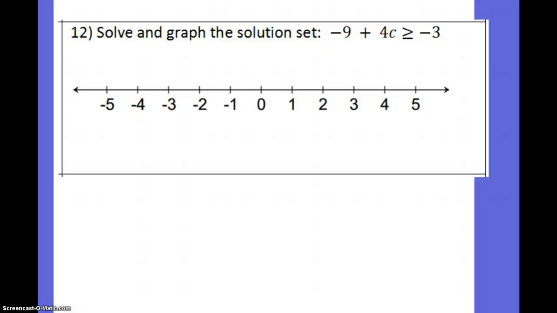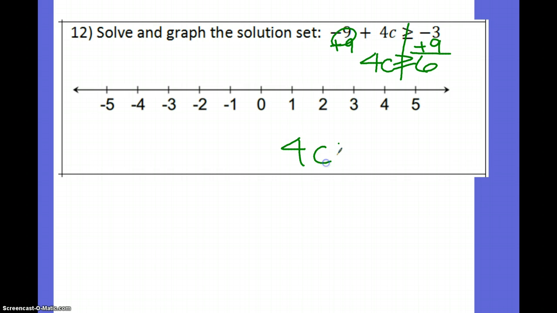This is the second part of the review for our Unit 1 test. Solve and graph the solution set. So we need to get C by itself, get rid of the 9 and the 4. So the first thing to get 0 is add 9, both sides, 4C, and if I do negative 3 plus 9, that's 6.